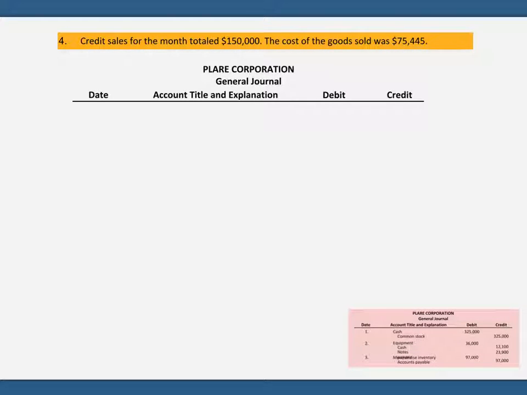So we start with the sales. The sales were made on account. So that tells us we need to debit accounts receivable for the $150,000. We credit sales revenue on the other end.